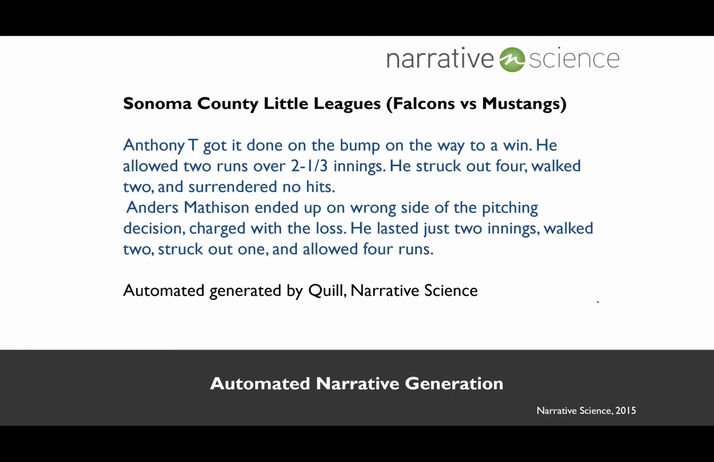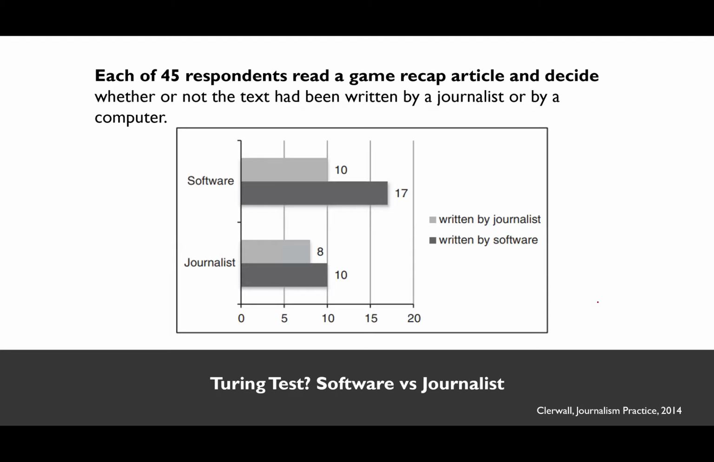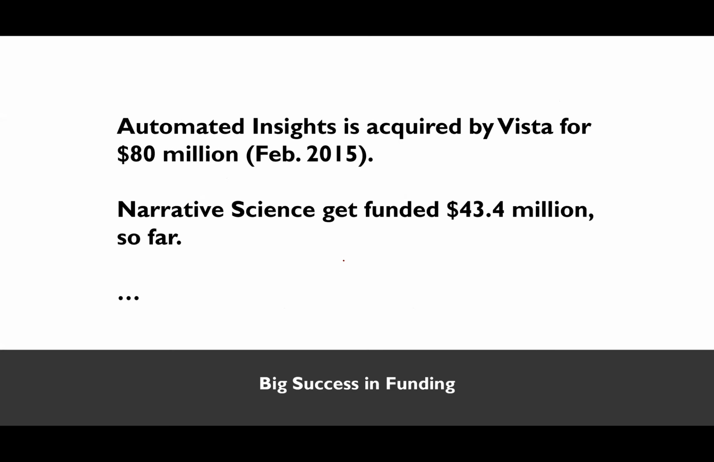And this automatically generating system passed a Turing test. When the article was generated by software, 10 of 18 judged it as written by a journalist. When the journalist wrote the article, 10 of 18 judged it as written by software and so on, right? But the industrial success is also huge.